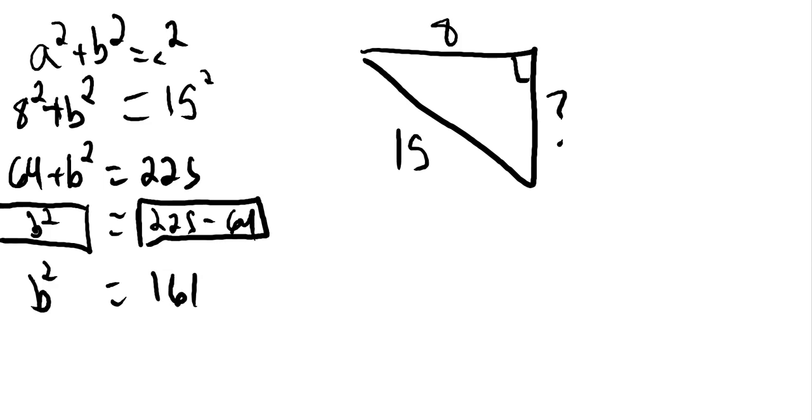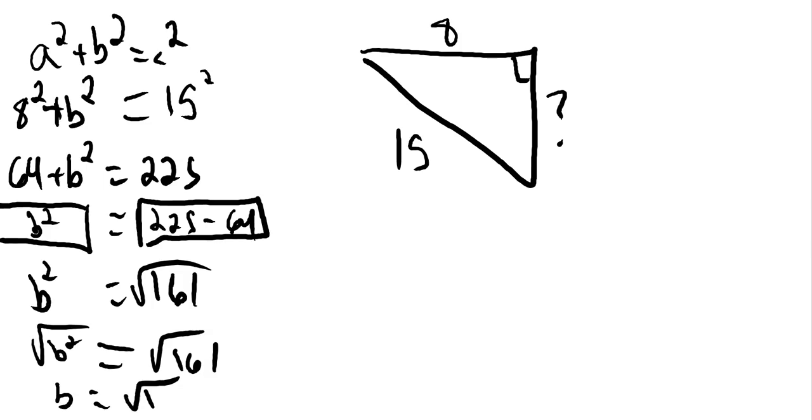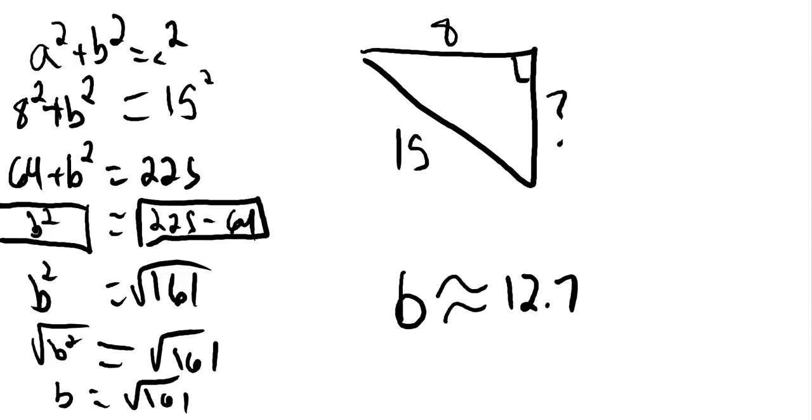And this is not a perfect square, so when we take the square root of this, we're going to get the square root of a non-perfect square. Square root of b squared is just b. If we wanted to write it as our exact answer, we'd leave the square root of 161. It's 12.7 or something. We're going to say it's approximately 12.7. All right, those are just your basic types of Pythagorean theorem questions.